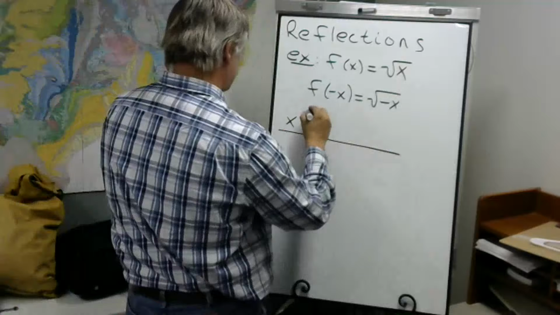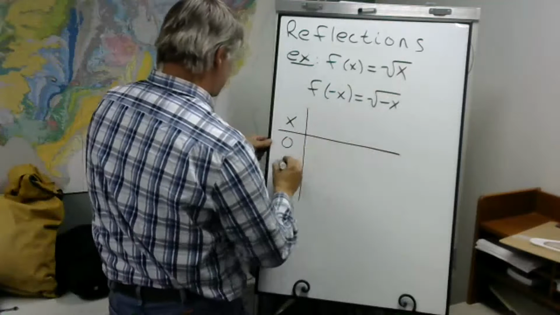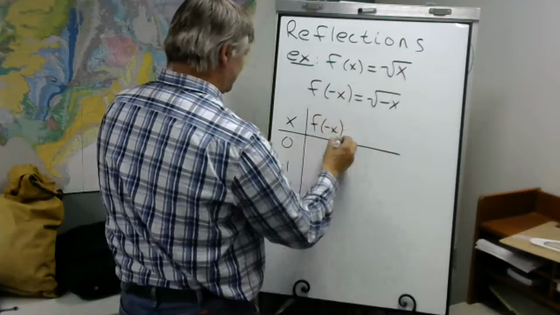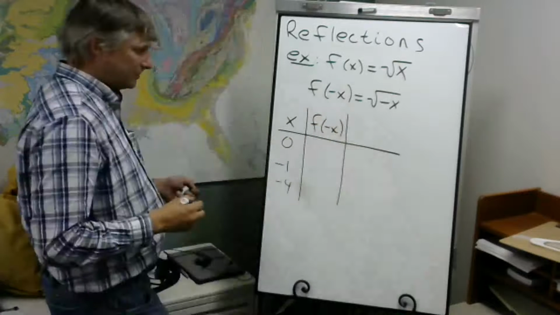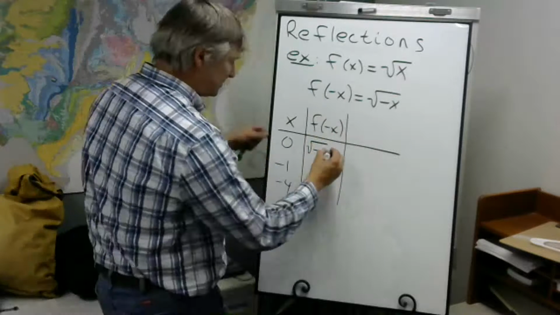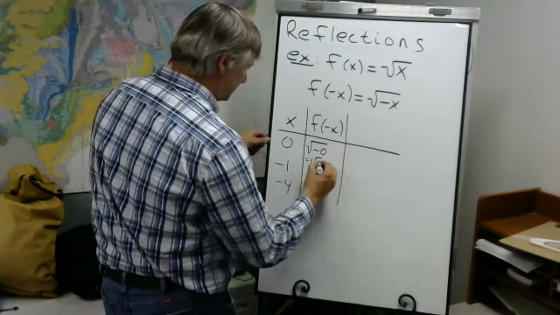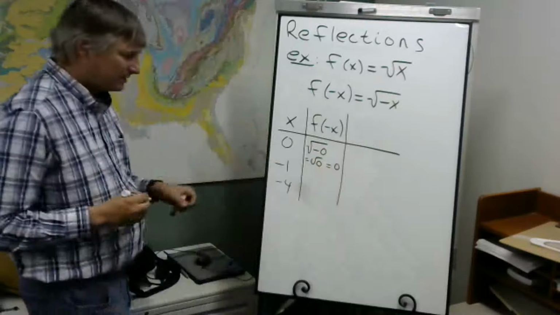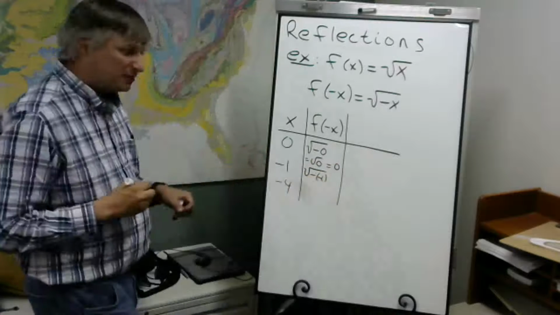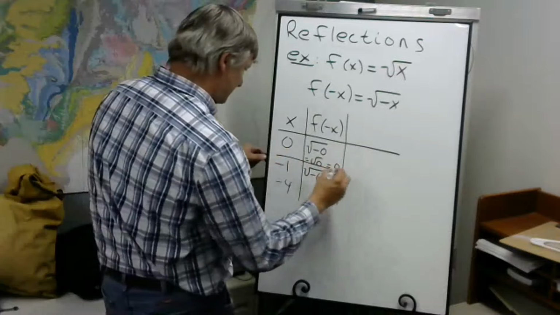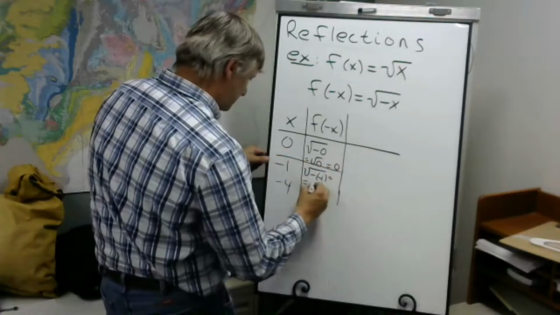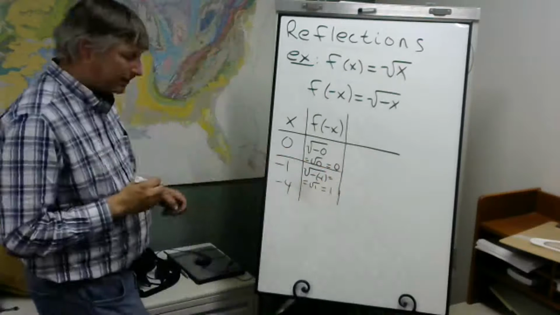Now, 0, -1, -4, f of minus x. So square root of minus times 0, well, that's just going to be square root of 0, 0. Square root of minus -1, you get that double negative there. That's going to be the square root of 1, or 1.